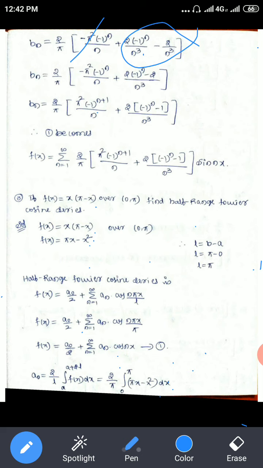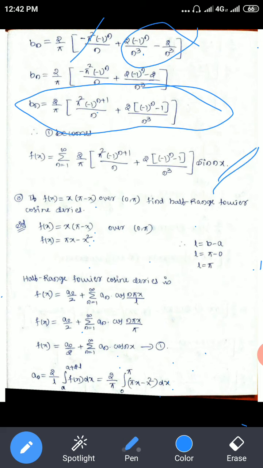So this everything, an and bn, I'll substitute in equation 1. That is f of x is equal to summation of Bn into sine of nx. Bn is 2 by pi, minus pi square minus 1 raised to n plus 1 divided by n, plus 2 into minus 1 raised to n minus 1 divided by n cube, into sine of nx. Okay, this completes the proof.